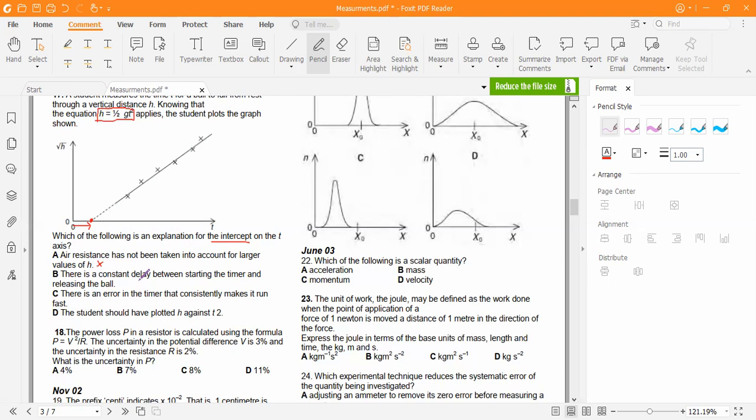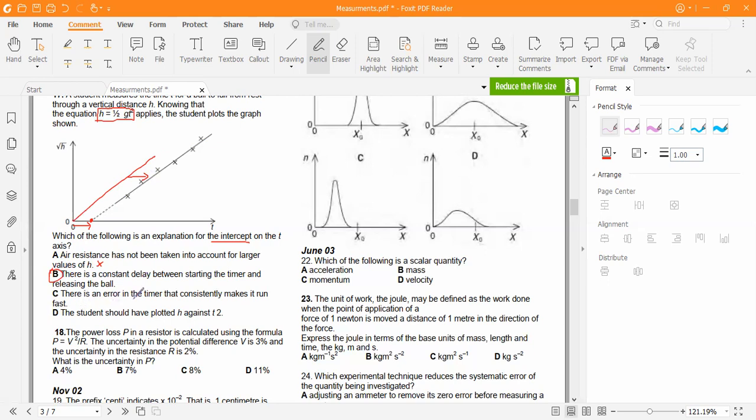If you look at this one, it makes sense. There is a constant delay, because if there is a constant delay, in that case all your readings will move ahead. And if you have a line originally that was going to be like this, it will move ahead and it will become this line basically. So this one basically makes sense. This one can be a cause of systematic error.